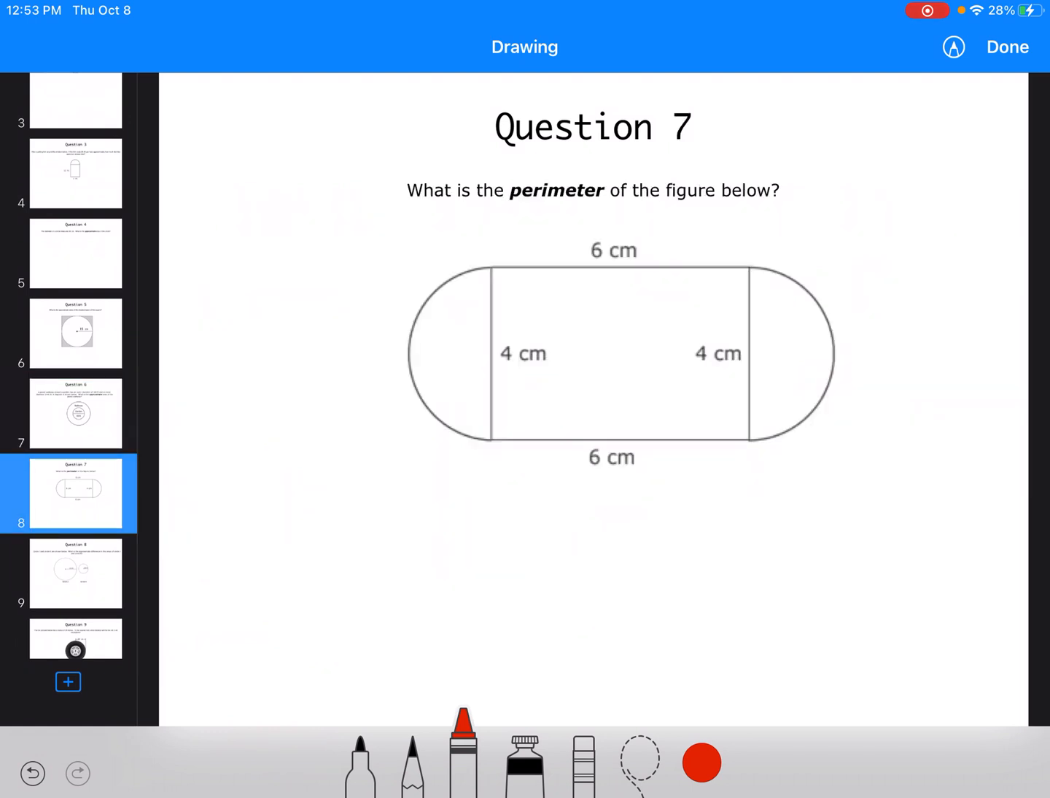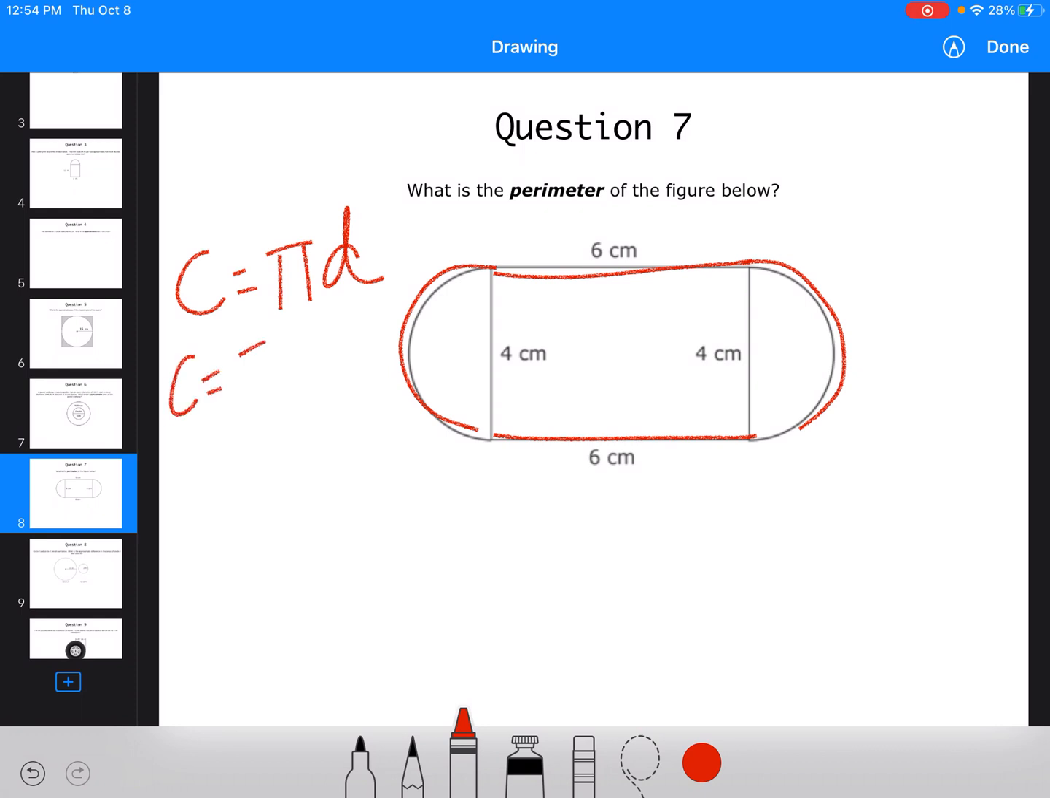All right, they want to know the perimeter of the figure. So I'm going around the outside. So then I've got two half circles with a diameter of 4. So C equals pi d. So C equals 3.14 times 4. So C equals 12.56, and it's going to be centimeters.